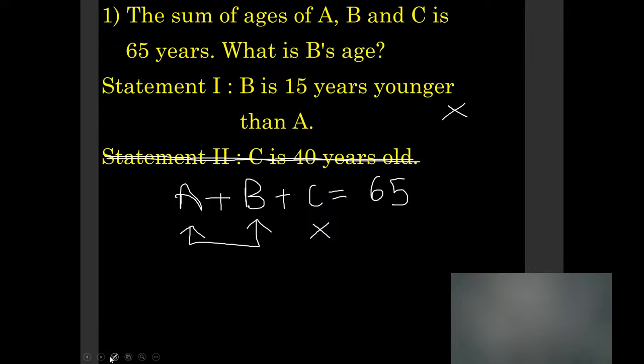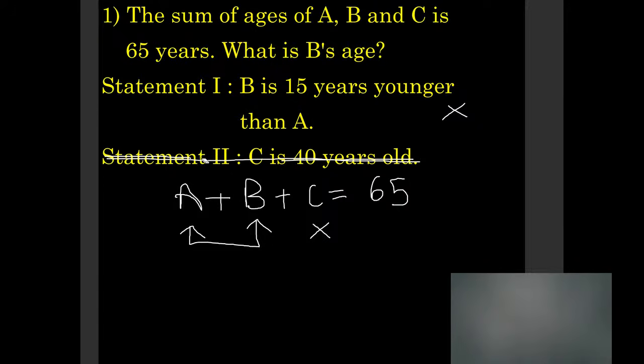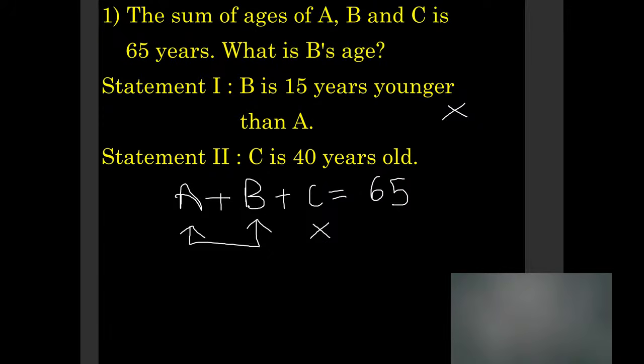Next, when statement 1 alone is not sufficient, we should check statement 2 alone. Statement 2 alone means you should think that statement 1 is not given in the question. Statement 2 says that C is 40 years old. From statement 2, we can get the age of C only. We cannot get the age of A and B. So statement 2 alone is also not sufficient to answer B's age.